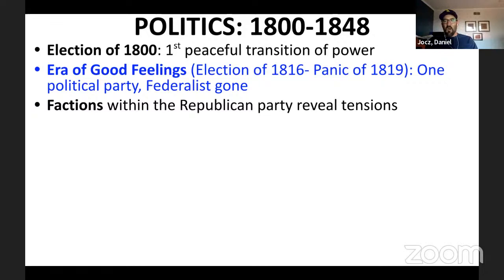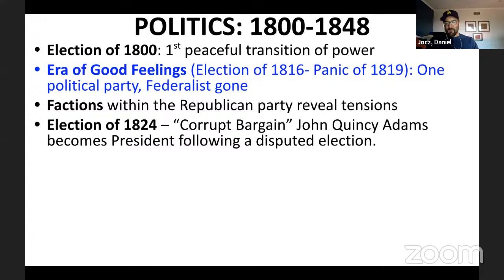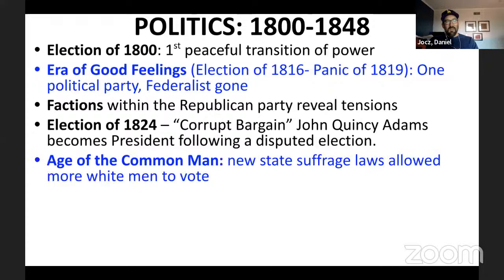So if they ask you a question about the Era of Good Feelings, yes, there may be only one political party, but different elements of the party want different things. We see the formal end to the Era of Good Feelings with the election of 1824, the corrupt bargain. John Quincy Adams becomes president, Jackson's not happy. And then remember, this is all happening with suffrage laws changing, where more white men are allowed to vote.